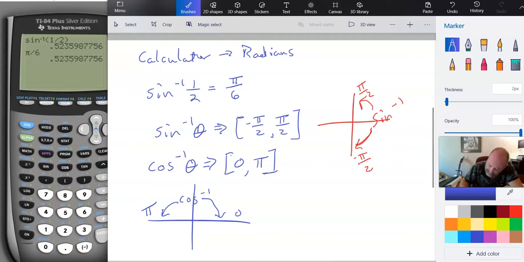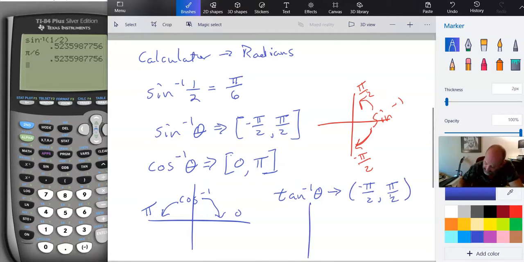And then tangent has the same range as sine. Tangent theta spits things out in, it's not quite the same because you have those undefined asymptotes there. So it's an open interval this time because we don't include the endpoints. It goes from negative pi over 2 to pi over 2 as well. So that means that inverse tangent also lives in the first and the fourth quadrants, from negative pi over 2 to pi over 2.